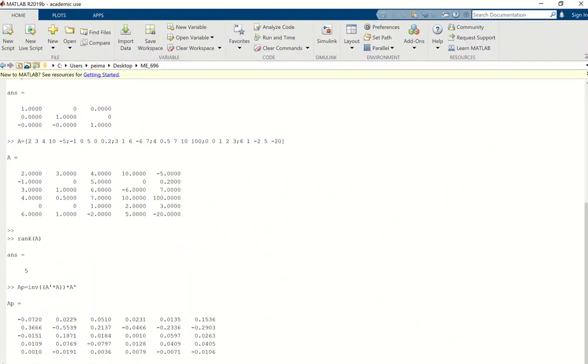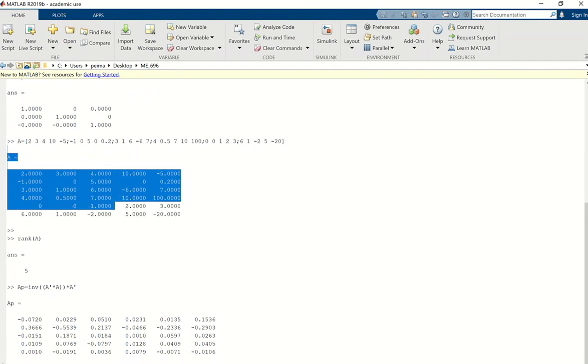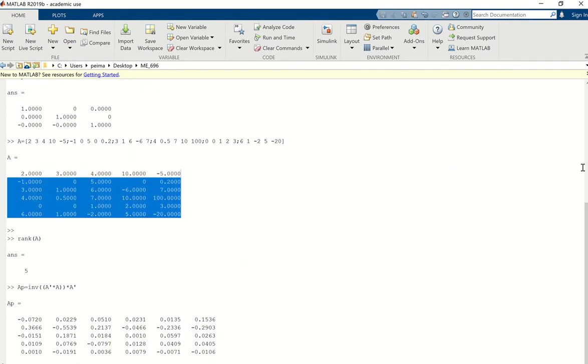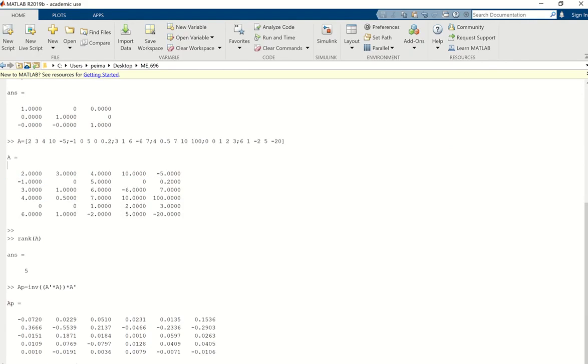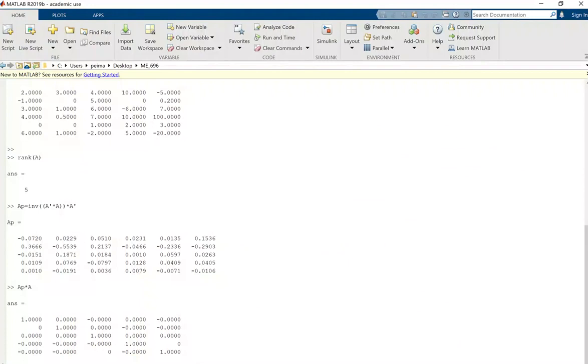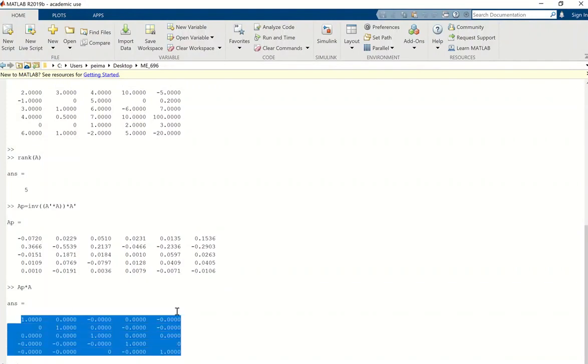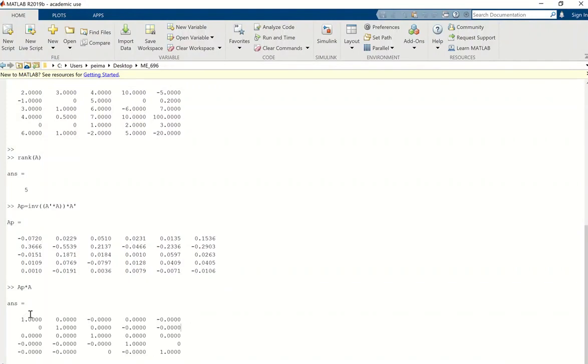If I say A pseudo inverse times A, you're going to have 5 by 5 identity matrix. 1, 1, 1, 1, 1, and 0s elsewhere. If you have 4, you're going to have 4 by 4. If you have 2, you're going to have 2 by 2. Understand? So let me try 2 and then go to the point.